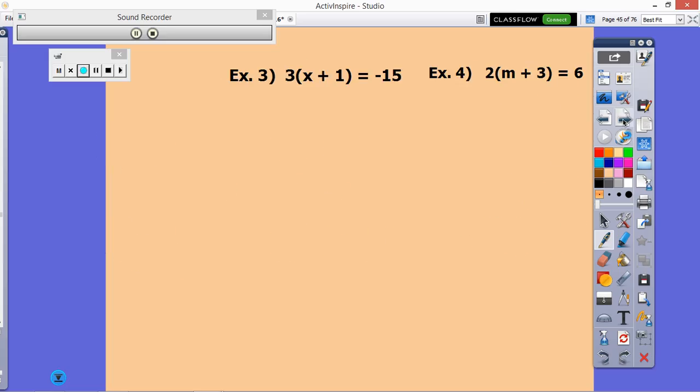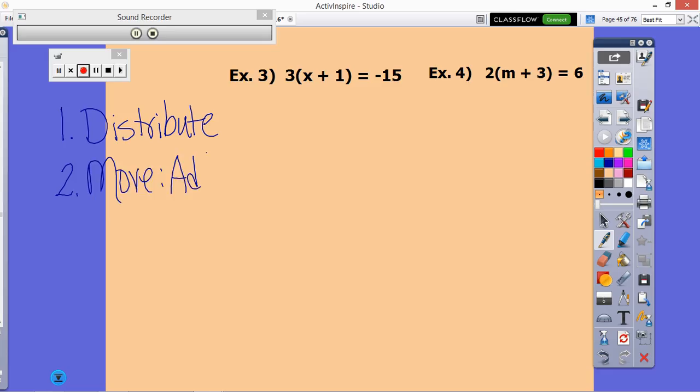Now notice as we look at examples 3 and 4, you see that you have some parentheses. And we're going to need to get rid of those parentheses first. In order to do that, we're going to use the distributive property. We're going to distribute first. And once we've done that, we're going to be left with a two-step equation. So we'll be ready to move the addition and subtraction, and then we'll be ready to multiply or divide. And of course, we'll check.